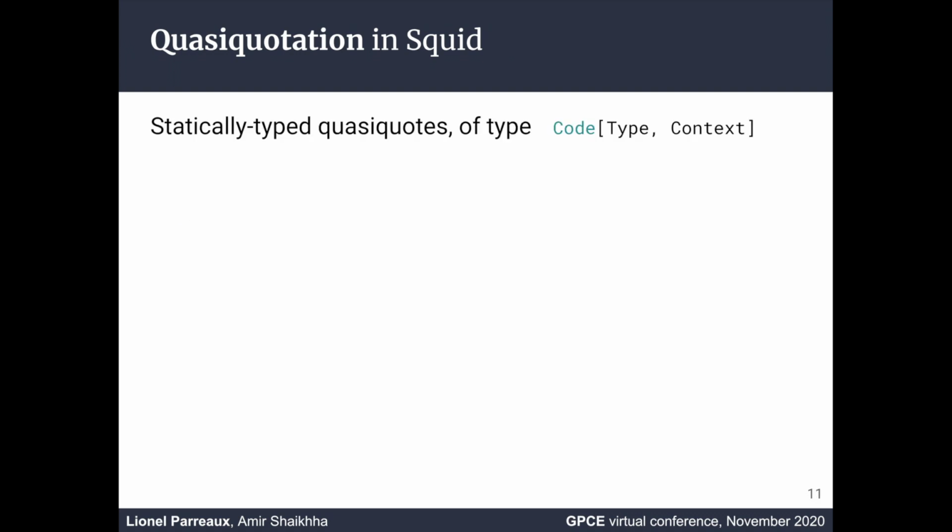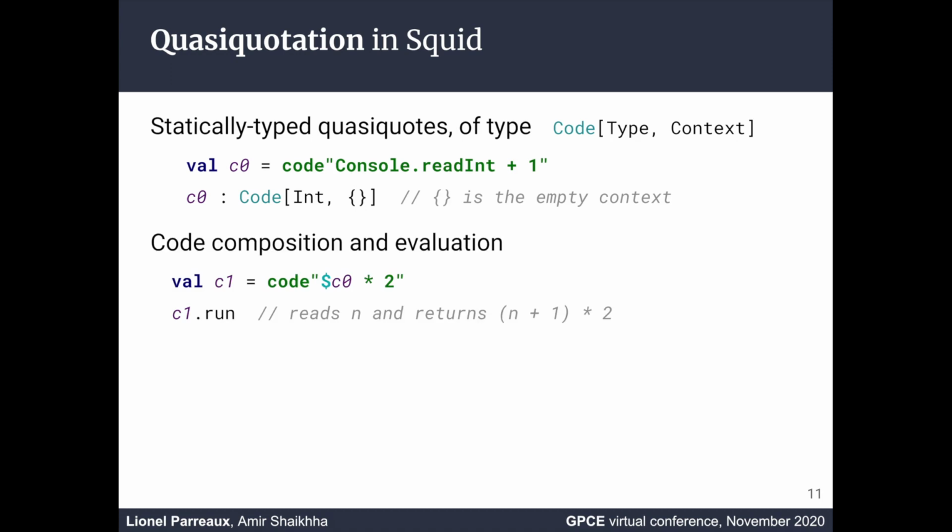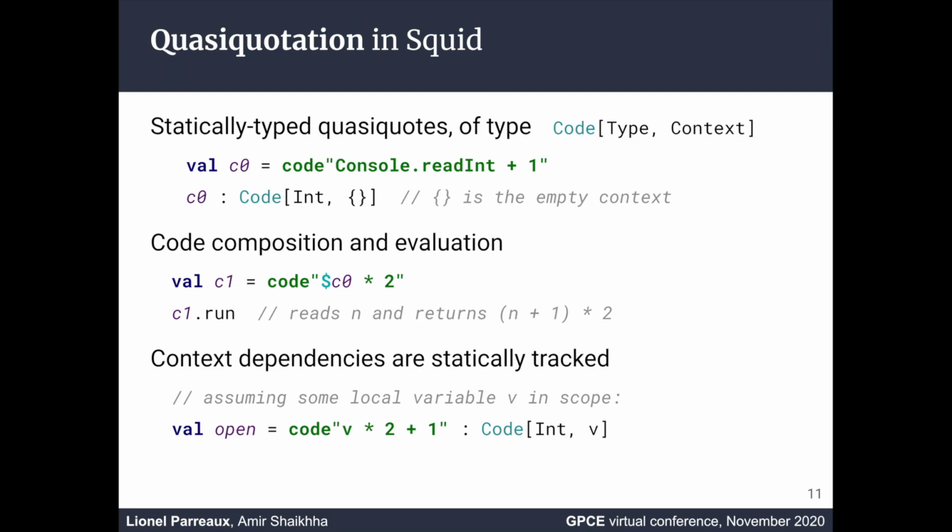A program fragment in Squid has type Code of some type in some context, which reflect the type of the term being represented and its scope dependencies. For instance, the value c0 has type Code of Int in the empty context, as it does not contain any free variables. Program fragments can then be runtime compiled and executed with the run command. Finally, Squid keeps track of the context dependencies of each program fragment, so as to statically prevent the occurrence of scope errors in generated programs.